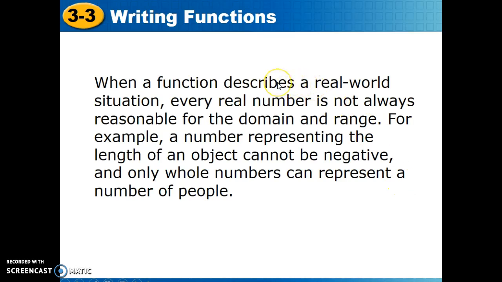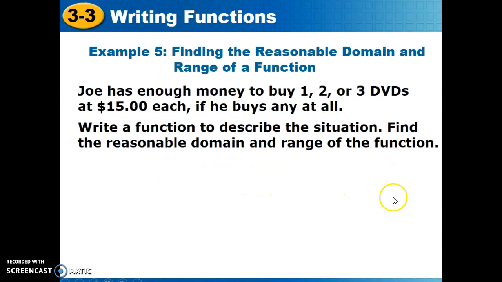When a function describes a real-world situation, every real number is not always reasonable for the domain and range. For example, a number representing the length of an object cannot be negative, and only whole numbers can represent number of people.